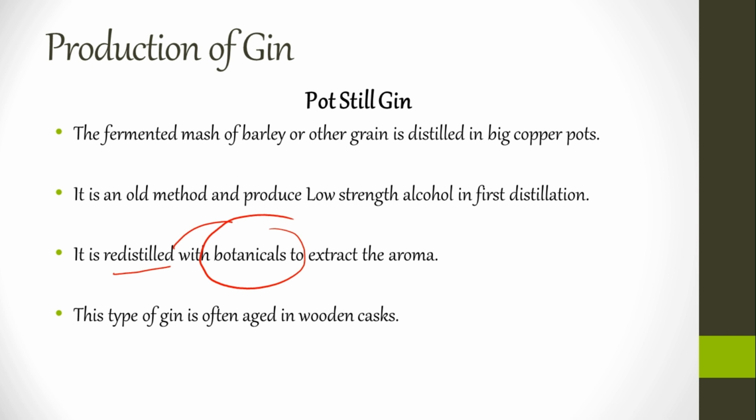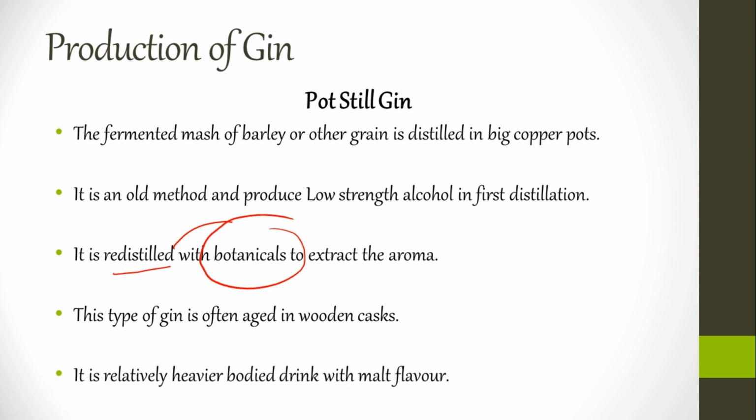This type of gin is often aged in wooden cask. As I stated earlier, this type of alcohol, which is made by the pot still method, will have a harsh flavor because of the congeners, the impurities, in the pot still. So any spirit made in a pot still needs to be aged in a wooden cask to mellow it down and soften the alcohol. So this needs to be aged in wooden cask. Let's see what is next.